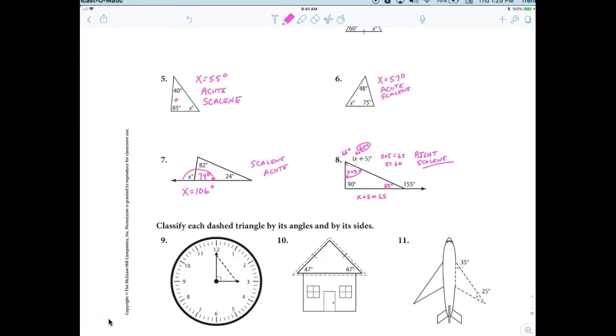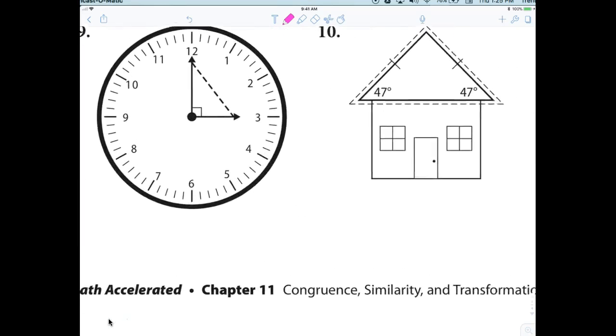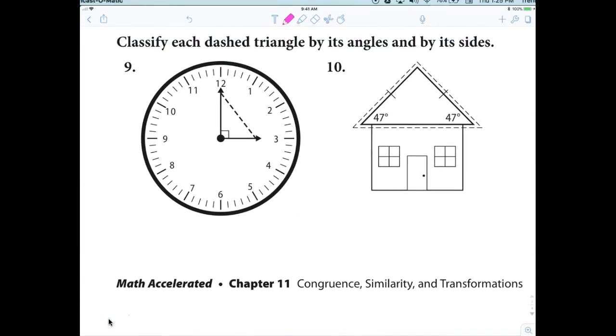All right, here we go. Let's take a look at question number 9. What type of triangle is that? It's a right, and what else? Isosceles would make the minute and the hour hand the same length. If you made the minute hand and the hour hand the same length, you wouldn't be able to tell time. So that's how we know it's a right scalene. You could change the color of the hands, that would do it.